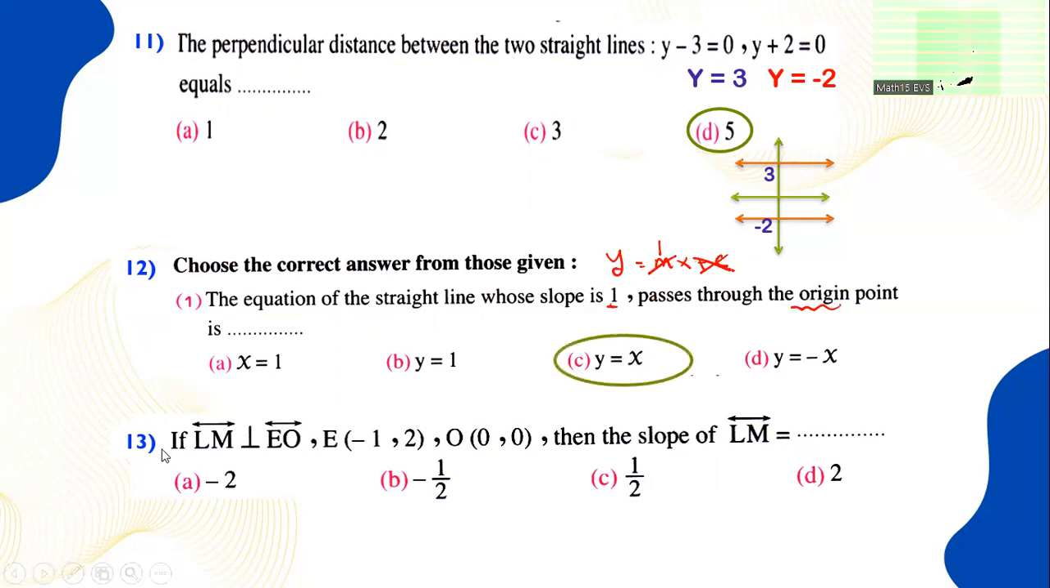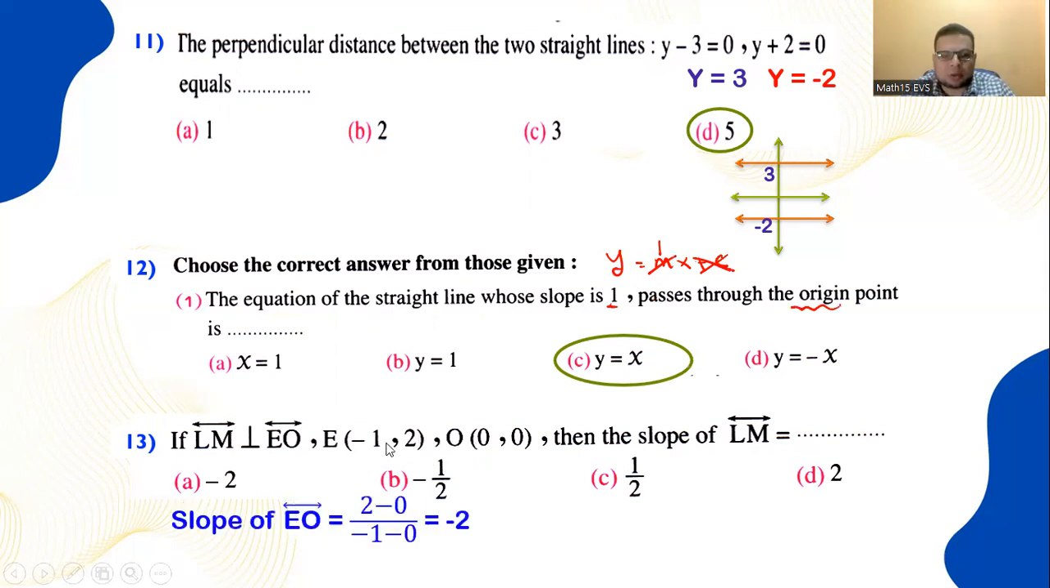Question number 15. If LM is a straight line perpendicular to another straight line, EO, where E is (-1, 2) and O is (0, 0), then the slope of EO, you can use the slope formula, y2 minus y1 over x2 minus x1. You can say 2 minus 0 over -1 minus 0. You will get -2. So the slope is -2. Yes, LM is perpendicular to EO.